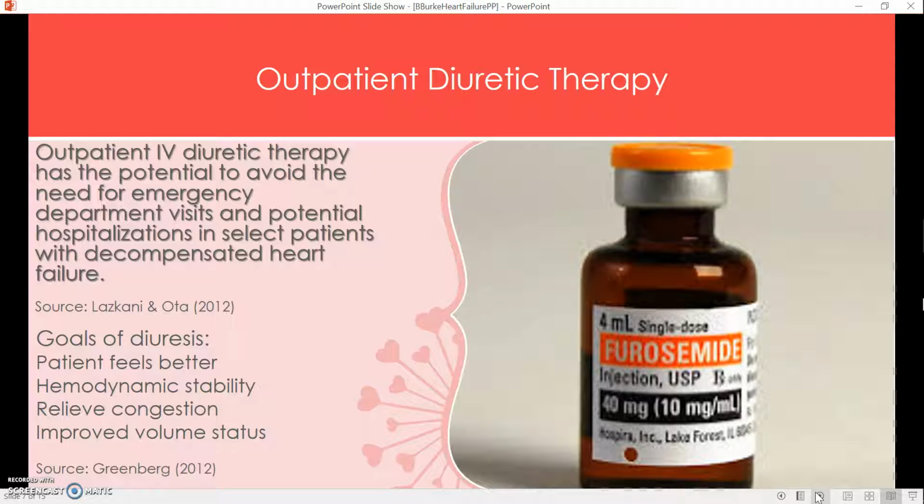Outpatient IV diuretic therapy has the potential to avoid the need for emergency department visits and potential hospitalizations in select patients with decompensated heart failure. The goals of diuresis are to make the patient feel better, establish hemodynamic stability, relieve congestion, and improve the patient's volume status.